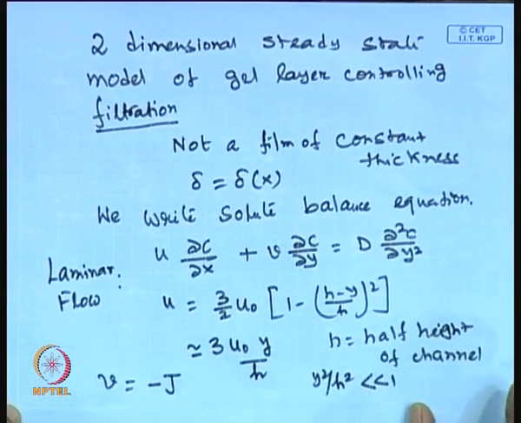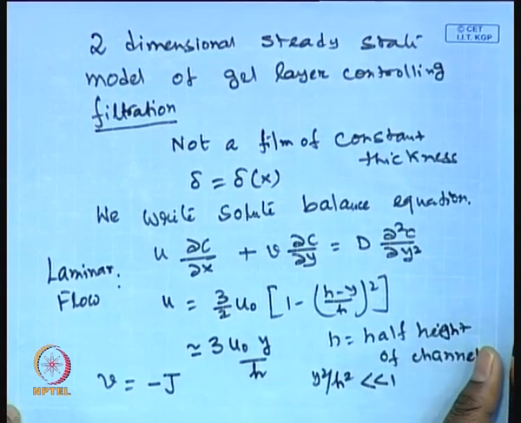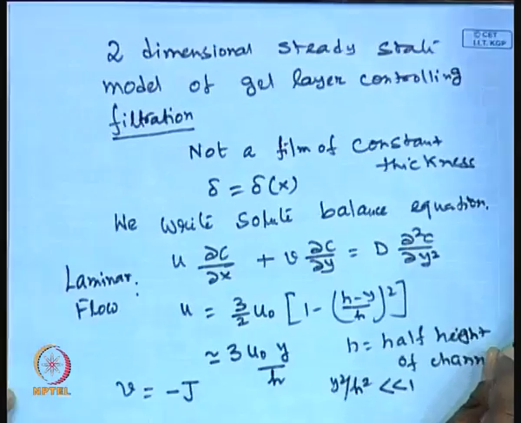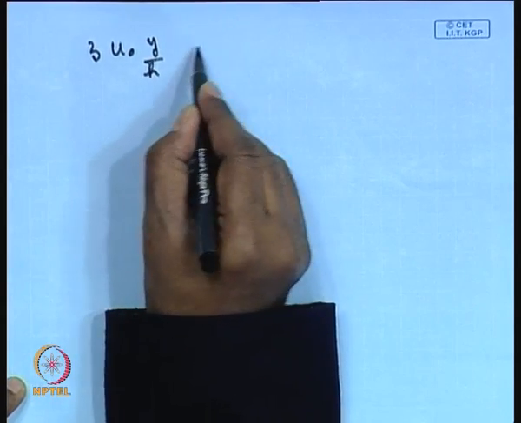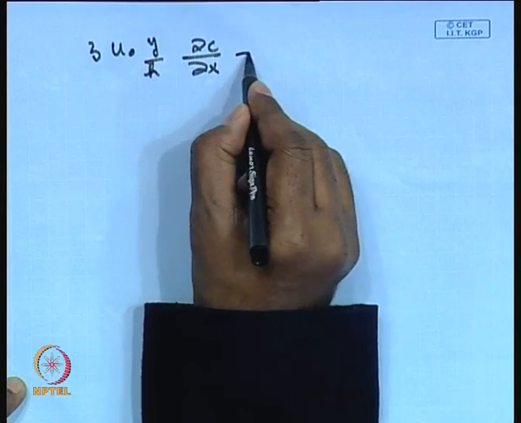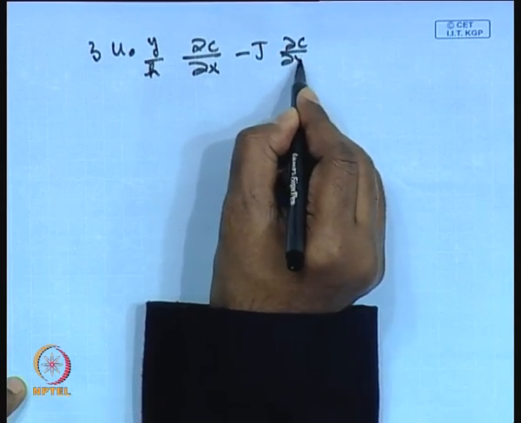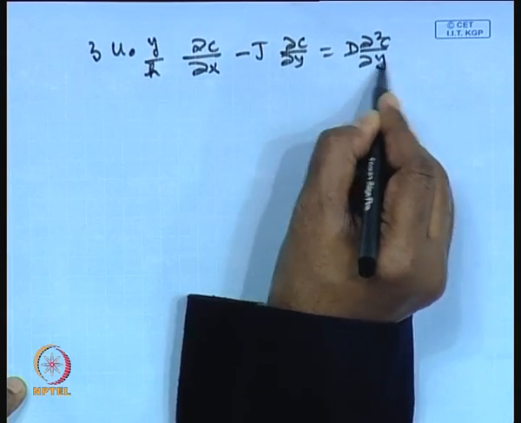Okay, so let us insert the velocity profile in the governing equation and see what you get. 3 u 0 y by h times del c del x minus j del c del y is equal to D del square c del y square.